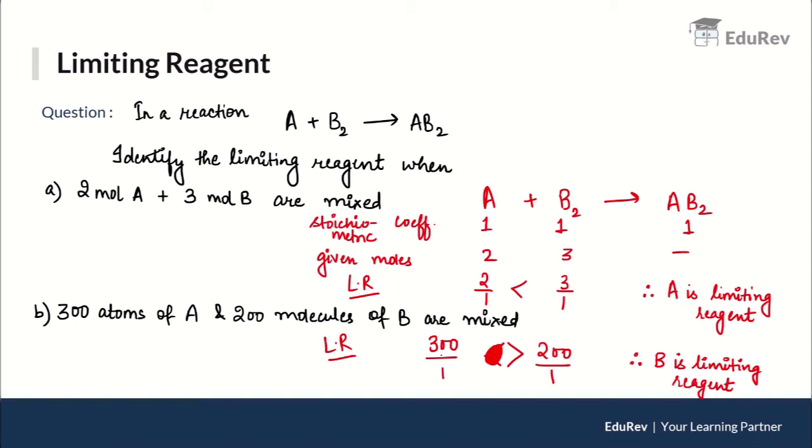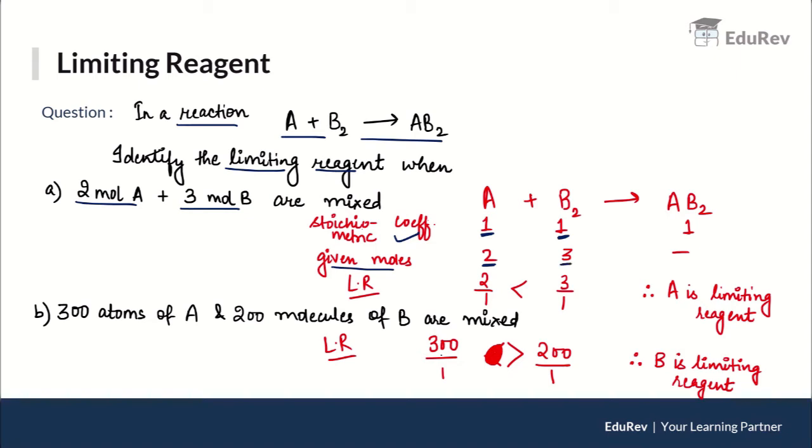Let's try to understand this concept with a question. It says in a reaction A plus B2 gives AB2. Identify the limiting reagent when 2 mole of A is mixed with 3 mole of B, right? So first you will write the corresponding equation, then write the stoichiometric coefficient. Here A has the stoichiometric coefficient 1 and B also has the stoichiometric coefficient 1. Now you are provided with given number of moles. A का 2 दिया हुआ है और B का 3 दिया हुआ है, ठीक है.